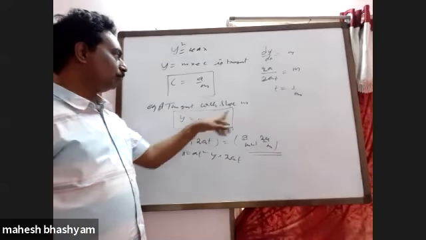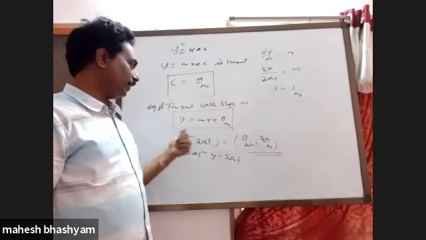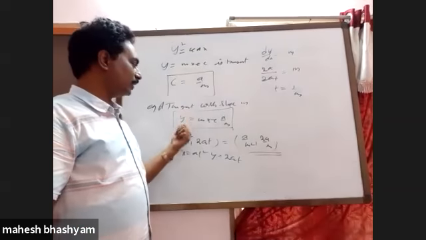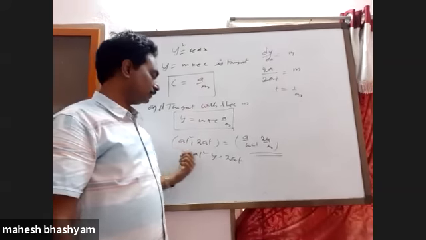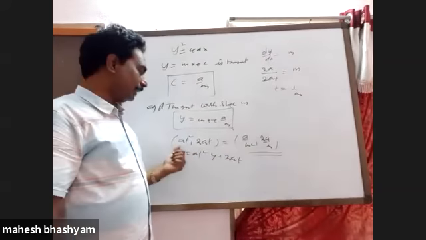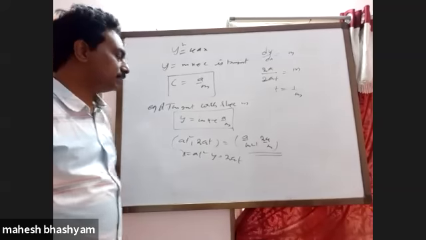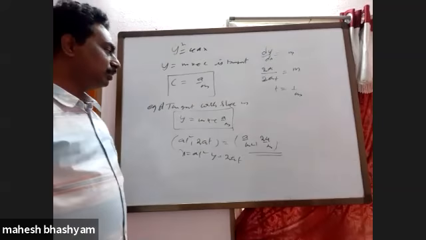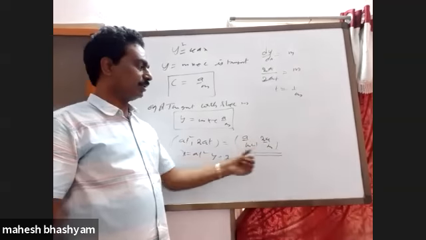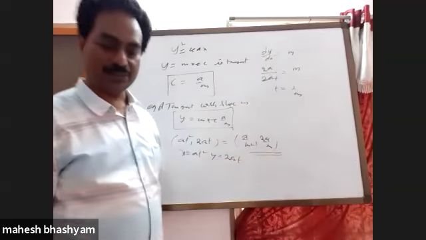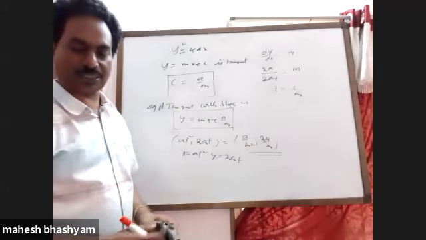A line with slope m, tangent slope m, then the equation of tangent to this parabola is y equal to mx plus a by m. Point of contact is given by dy by dx as m. Therefore, t is equal to 1 by m. Therefore, at square, 2at becomes a by m square comma 2a by m. Remember this formula: the point of contact is a by m square comma 2a by m.